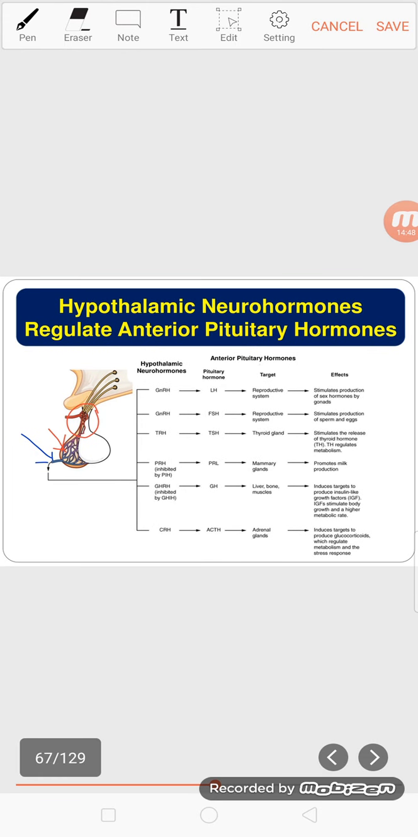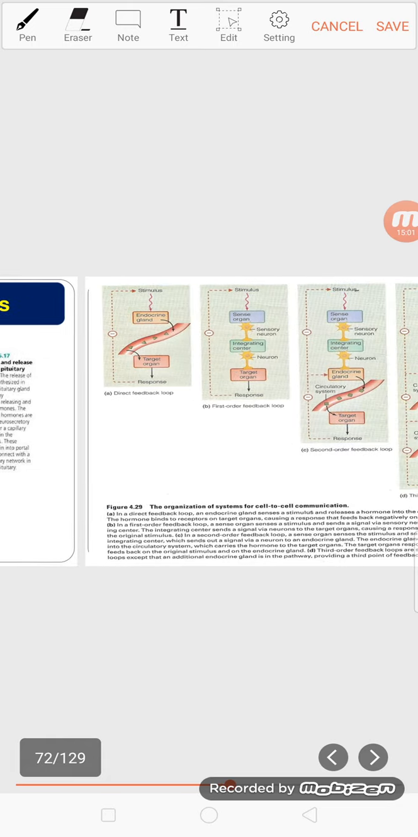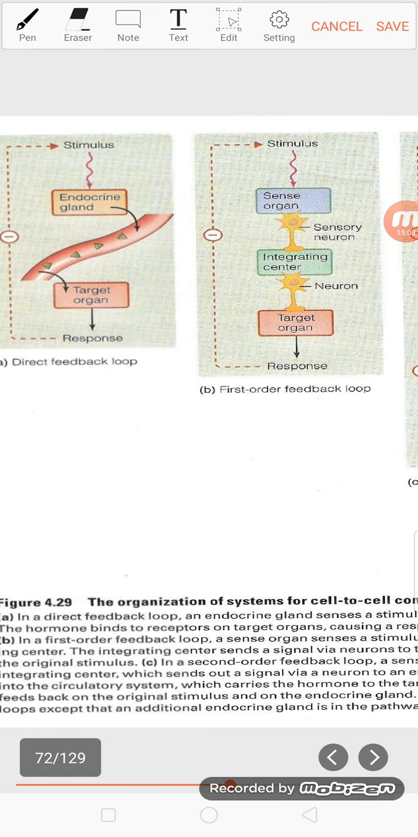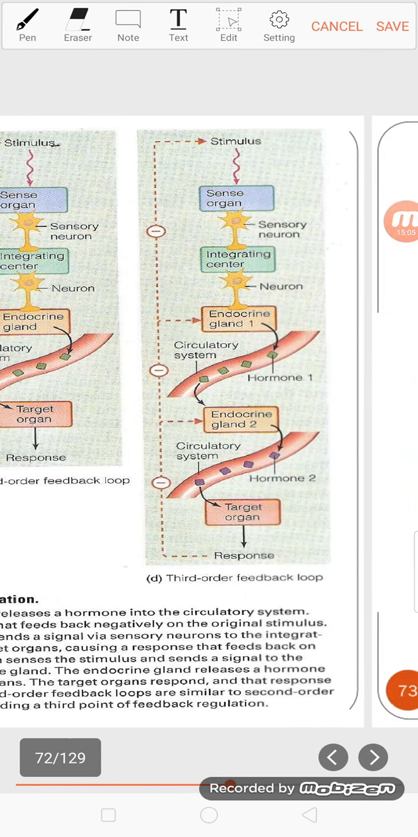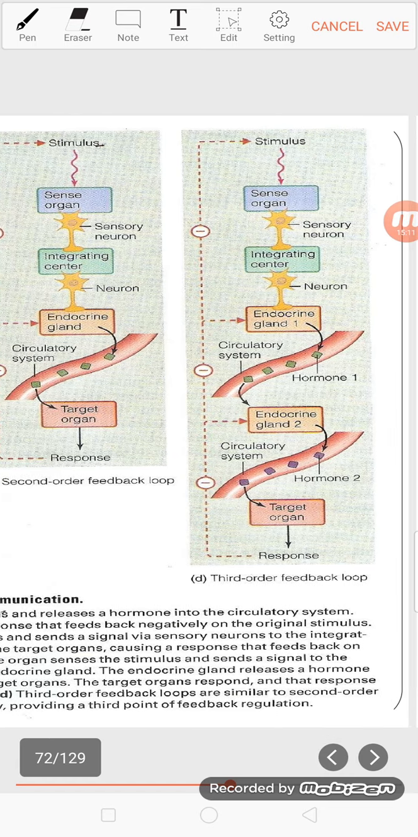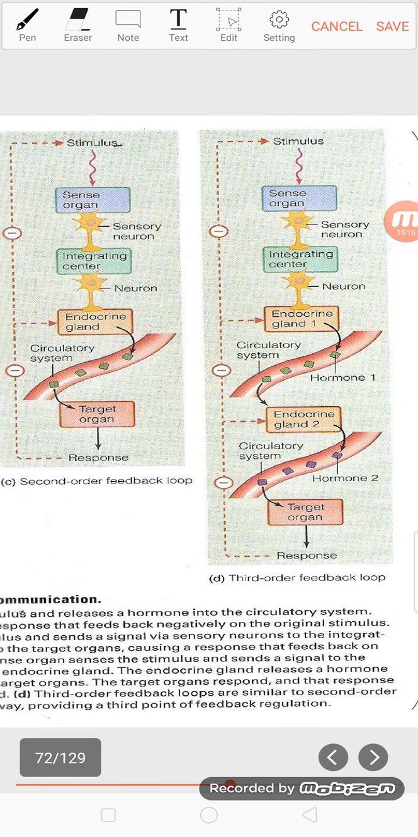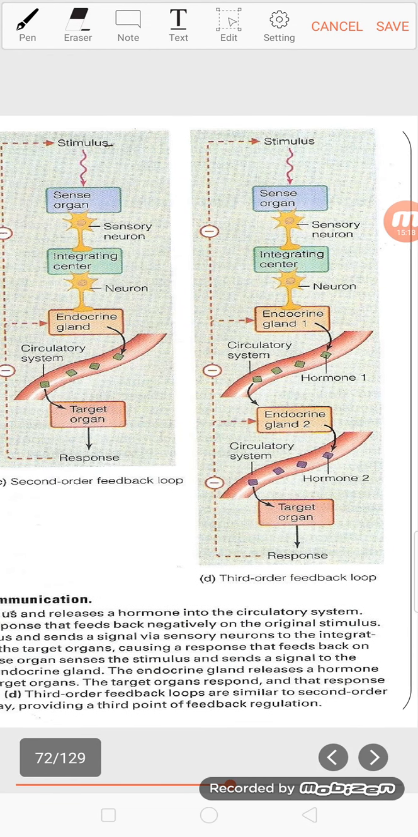So the secretion of these hormones is related to the feedback loop here. Let me show here. This one. First order feedback loop, second order feedback loop, third order feedback loop. Almost all the anterior pituitary is the second order feedback loop or the third order feedback loop.